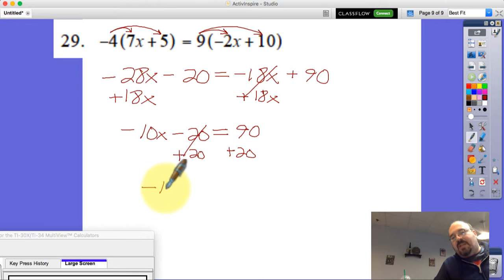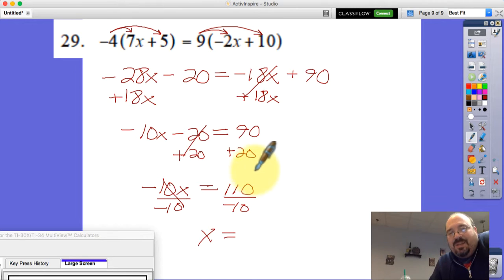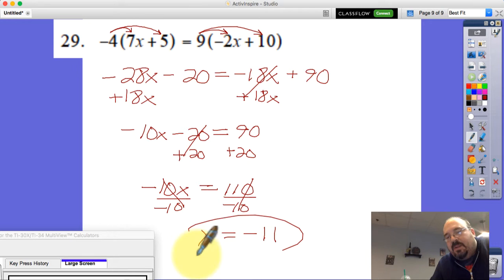Okay, bring down negative 10x. And on the other side I have 110. Then I say what's the opposite of multiply by negative 10? Divide by negative 10, and do it on both sides. And I get 110 divided by negative 10 is going to be negative 11. And you can just use your calculator or cross out the zeros and then just do 11 divided by negative 1. Okay? And that's your answer.